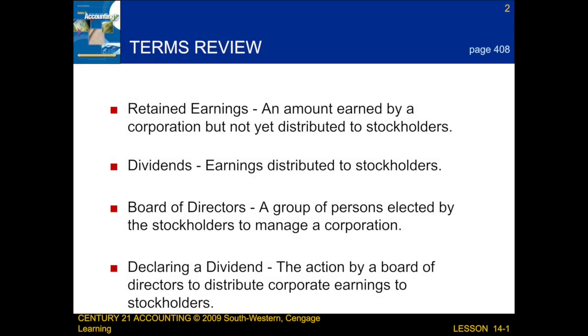Okay, so there are some key terms that I'd like to go over before we start the accounting part of this lesson. So retained earnings are an amount earned by a corporation but not yet distributed to stockholders. Dividends are earnings distributed to stockholders. A board of directors is a group of persons elected by the stockholders to manage a corporation. And declaring a dividend is the action by a board of directors to distribute corporate earnings to stockholders.